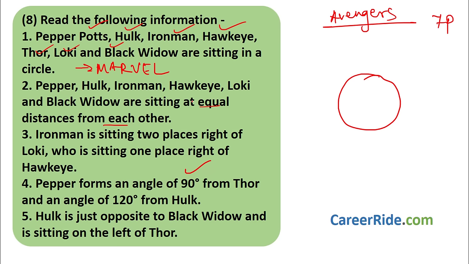Now, we have seen that equal distance means let us divide it into 6 parts. Okay, the circle. These are equidistant parts. This is equal to this. This is equal to this. This is equal to this. Okay, now we still do not know where to place each person. Iron Man is sitting two places to the right. Okay, these are not helpful. But what we can do is start from the last sentence, like we have learned earlier.